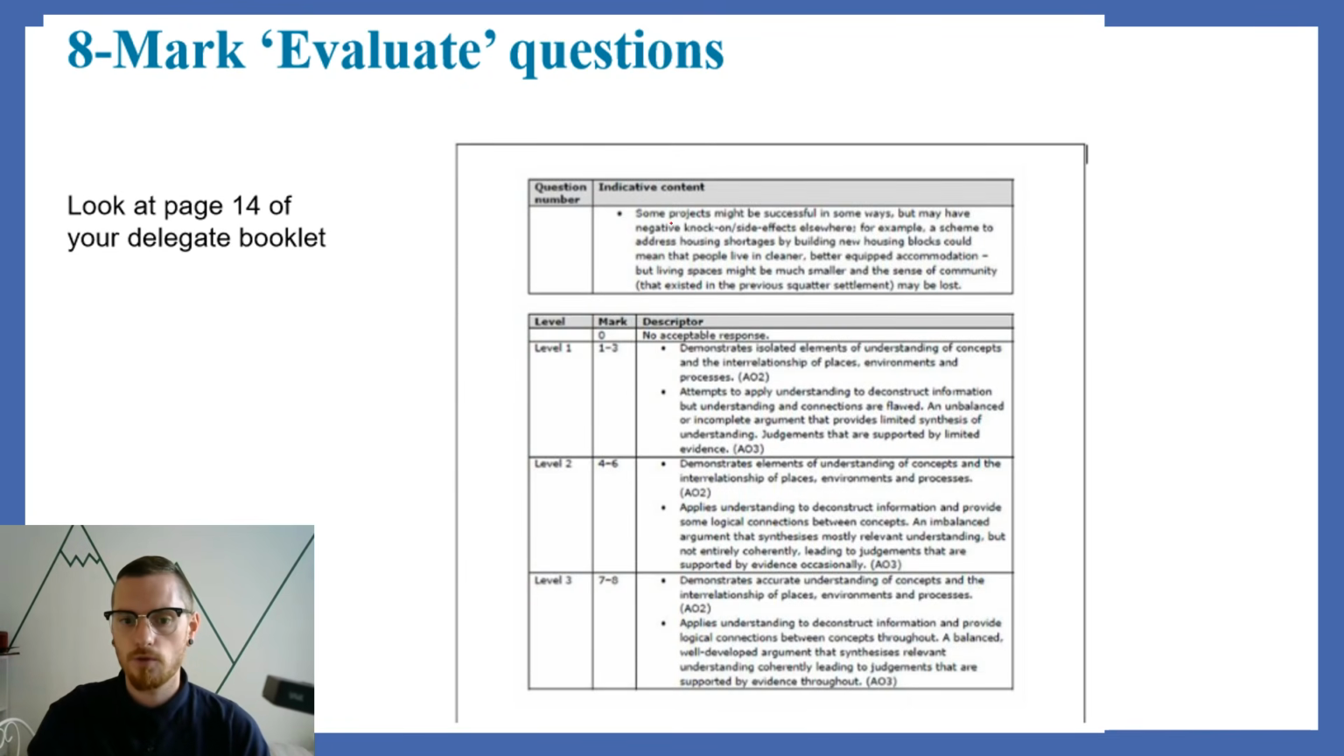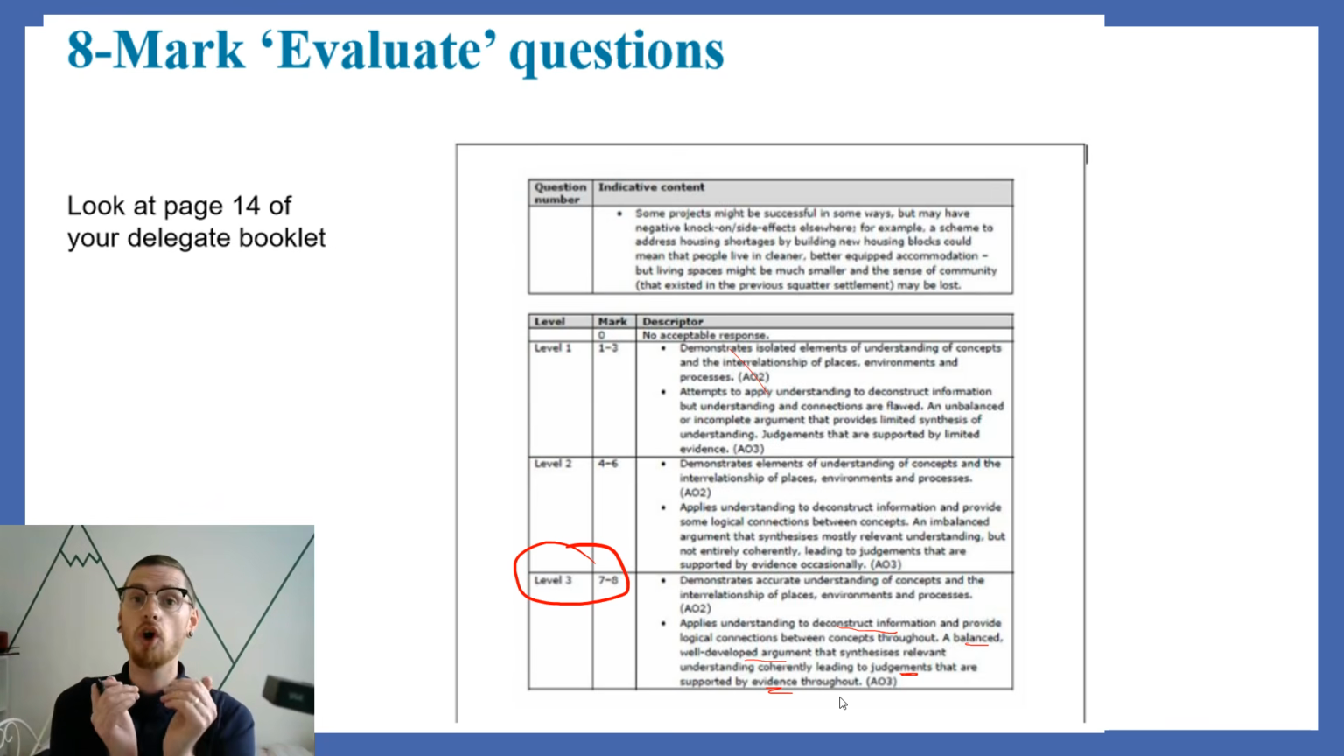Pause it here if you would like to have a read through the actual mark scheme. These are the levels to get level 3, 7 to 8. Again, you must deconstruct information, make a balanced, well-developed argument, and come to judgments supported by evidence. Hence PEEL. And if this becomes an analyze and evaluate, do what I said for analyze, assess. Analyze, deconstruct, unpick, tear apart the resource with T, similarities, differences, and extremes. Then once you've done that, make your argument in terms of evaluate. One side, the other side, okay, both PEEL paragraphs into an overall conclusion.